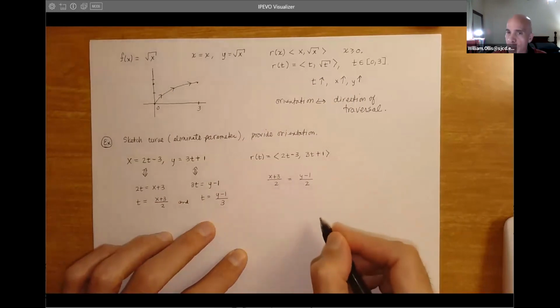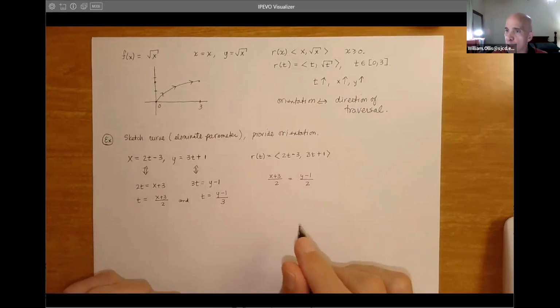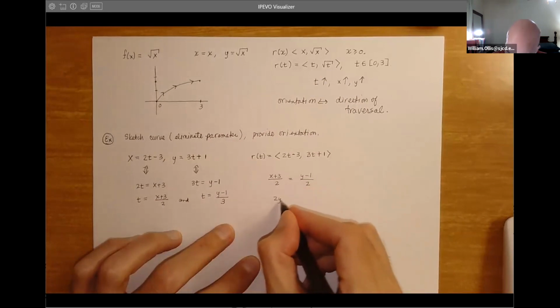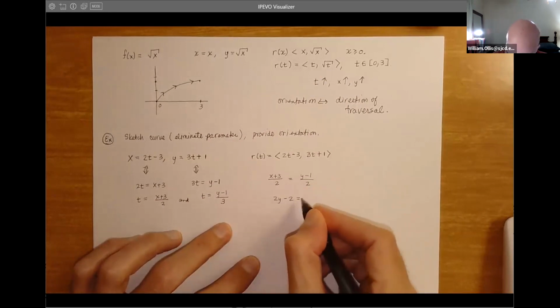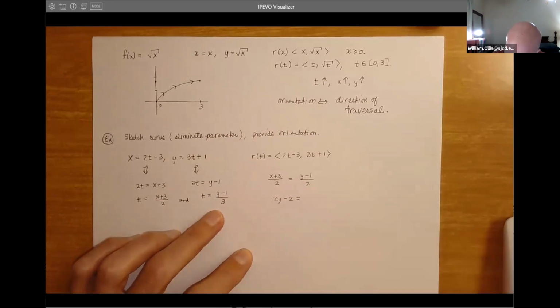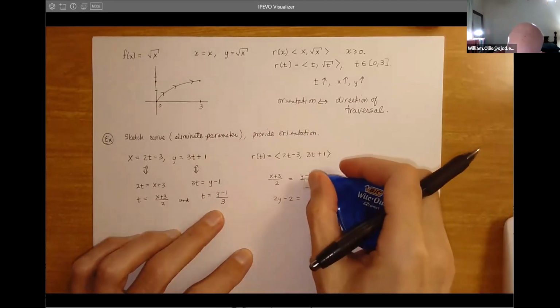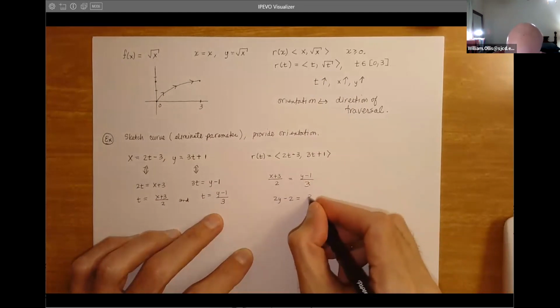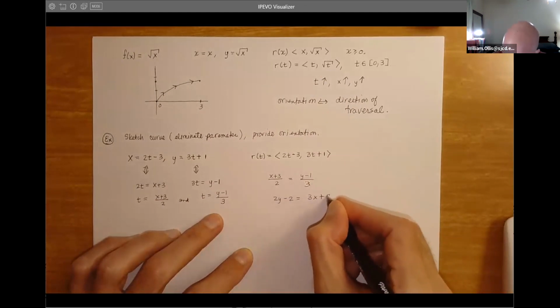Maybe I should have started with this, but of course, if I had started with this, you'd be asleep by now. I got your attention with the epicycloid. So now when we multiply, this gives us a 2y minus 2. And sorry, I've got a little typo here. Let me put the 3 where we need it. And then we get a 3x plus a 9.